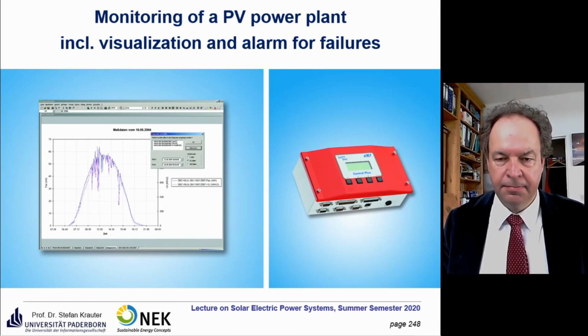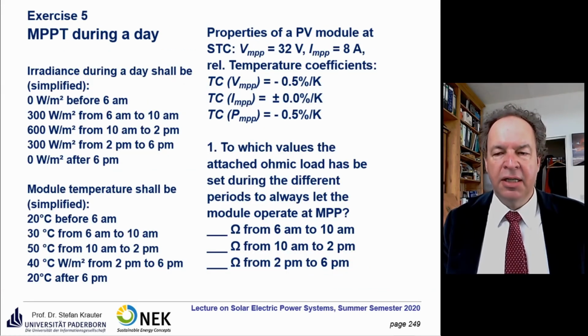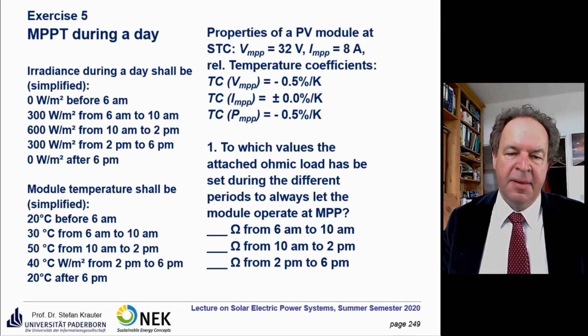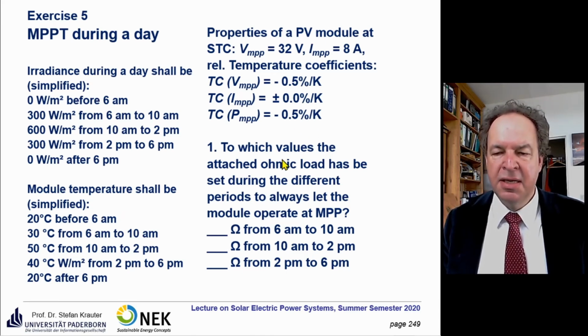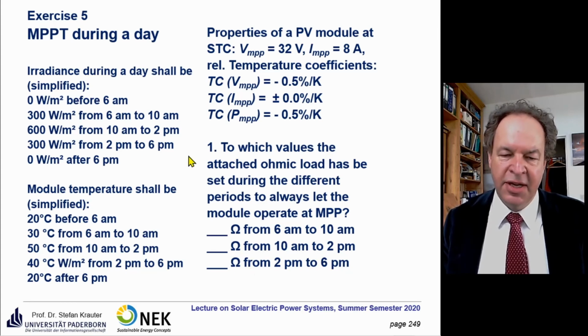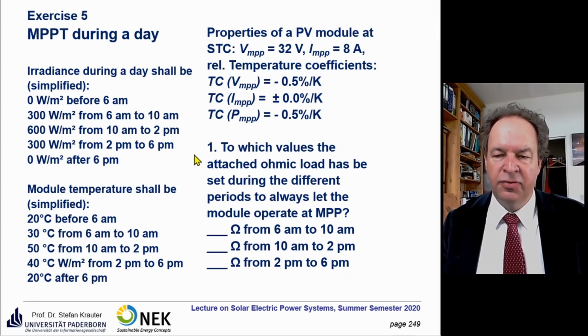So we come now to the exercise. The first part is like before. We have the same irradiance profile and the temperature profile, but now we see the adaptation of the optimal resistance, so we stay in the maximum power point. For the different cases, you should calculate the different value of the resistor.